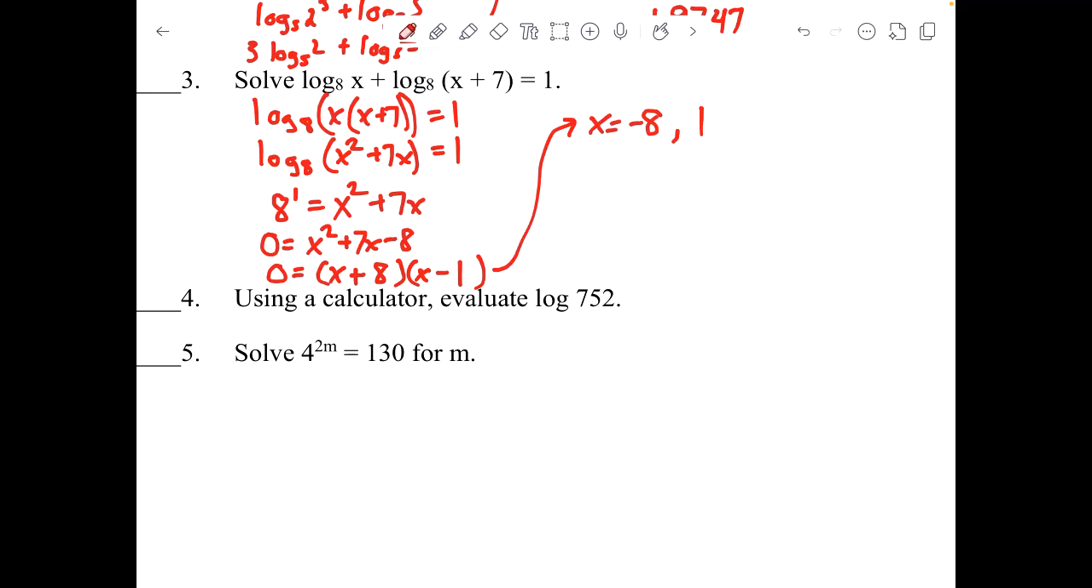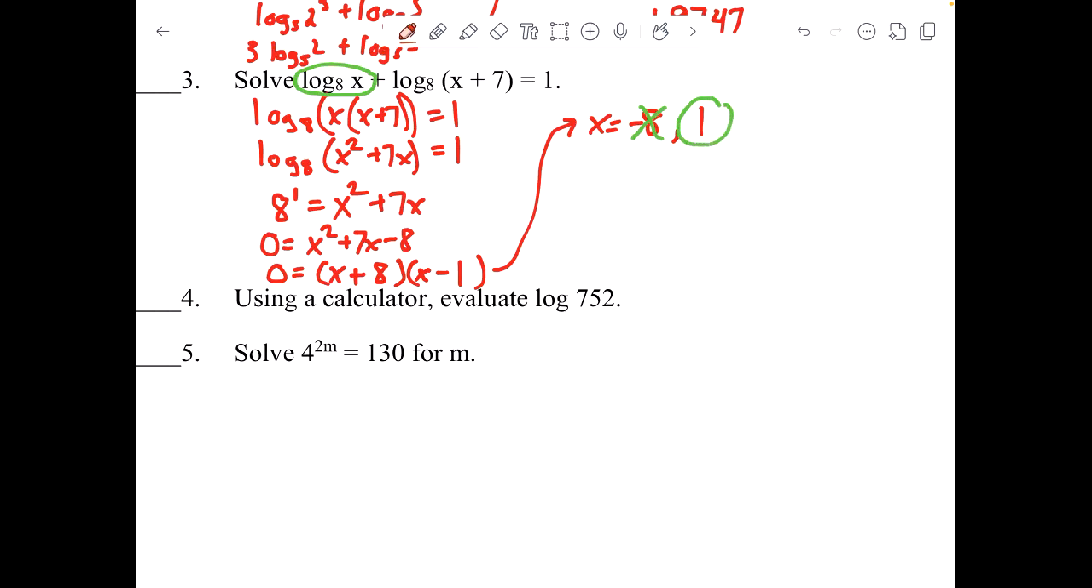I do need to check my answers. If I plug in a negative 8 into my original up here, you will see that a negative argument is not possible. So I do not need the negative 8. My only answer is x is equal to 1.